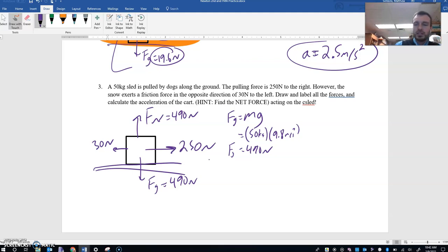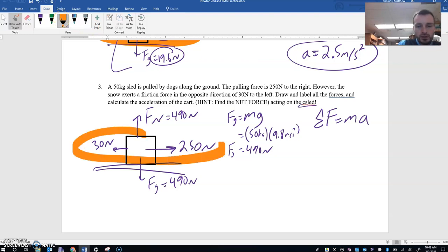Now, how about this next one? This gets a little tricky, but not too bad. All right, but the net force acting on an object is going to cause that object to accelerate. How much is it going to cause it to accelerate? Well, the net force is the sum of the forces. So let's take a look at our forces.